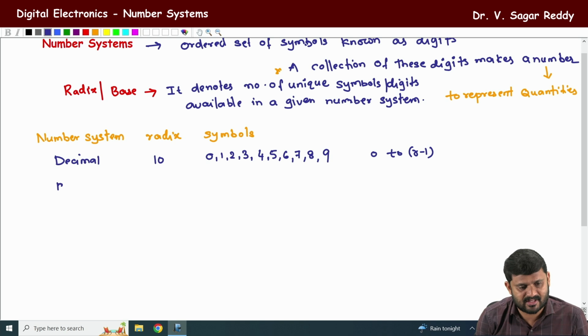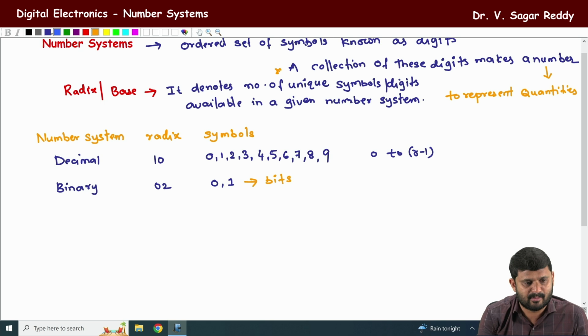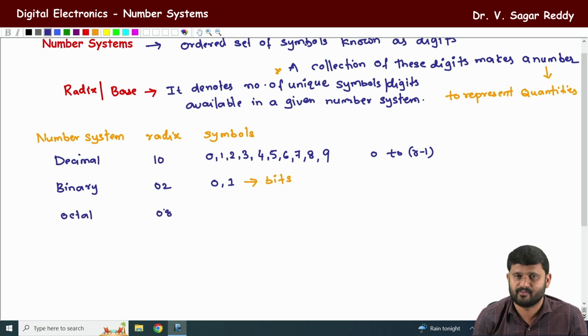Now another number system, binary. The radix is 2. Here we have two symbols, 0 and 1. In the decimal number system, we call these digits or symbols, whereas in the binary number system, we call 0 and 1 bits. And we have one more number system, octal. The radix is 8, so we have 8 different symbols: 0, 1, 2, 3, 4, 5, 6, 7.